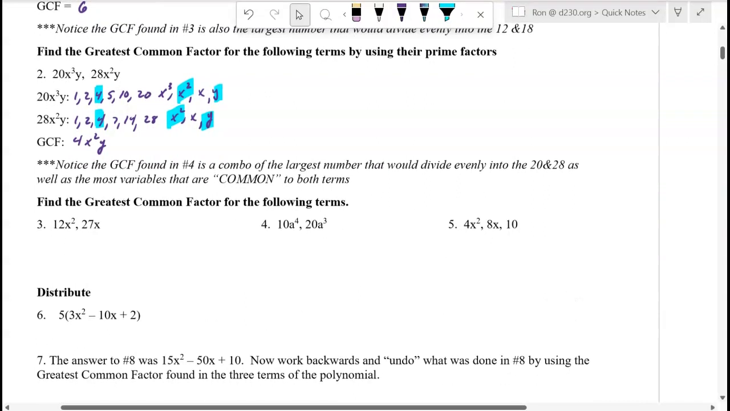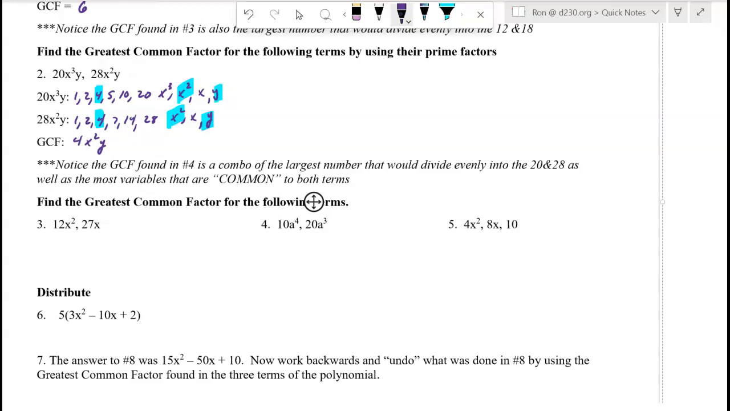So let's take a look at number 3. Find the greatest common factor of the following terms. Well, when I look at 12 and 27, what I like to do here is list the factors of 12, such as 1, 2, 3, 4, 6, and 12. Then what I do is I work backwards and cross off the ones that don't go into 27. So I work from the biggest to the smallest. 12 doesn't go into 27. 6 doesn't go into 27. 4 doesn't go into 27. Which one does? 3. So I know 3 is the greatest common factor between 12 and 27.